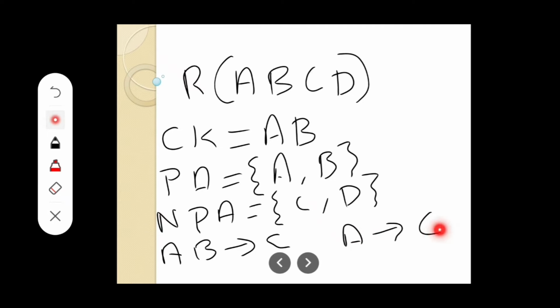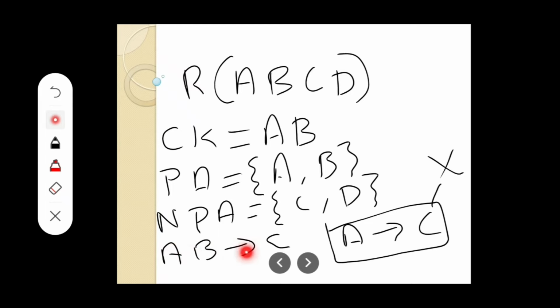Okay, so what is C? C is a non-prime attribute. So a proper subset of the candidate key is determining a non-prime attribute. Such a condition must not occur here. So this condition must not happen. This is false. Okay, but this is happening. If this is occurring, then we can say that this relation is not in 2NF. This is not in 2NF.